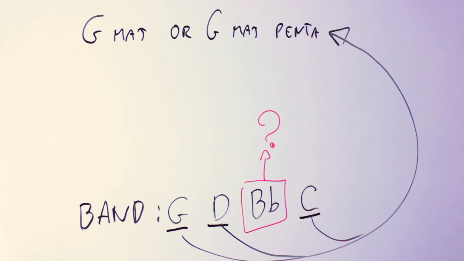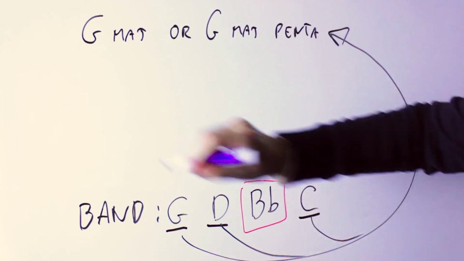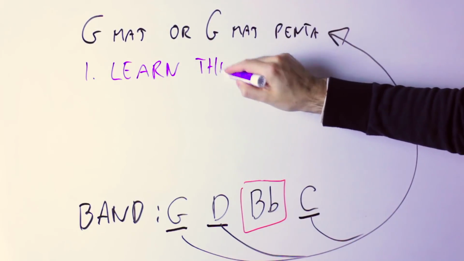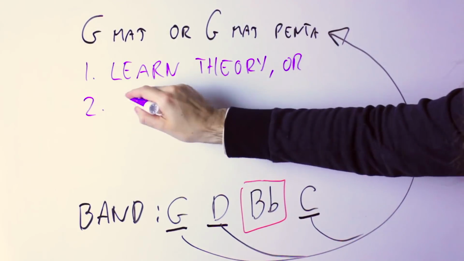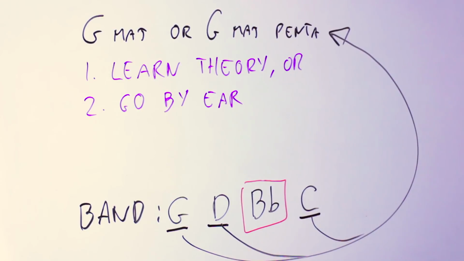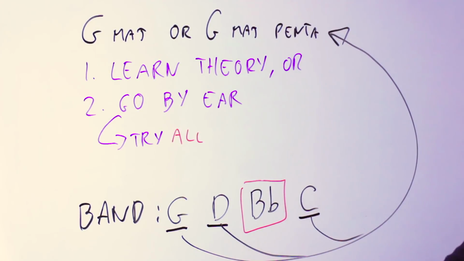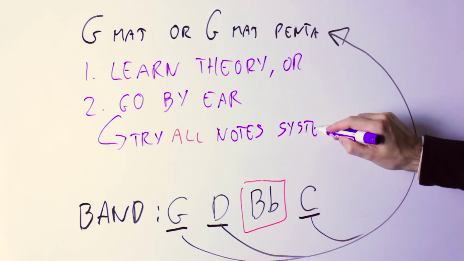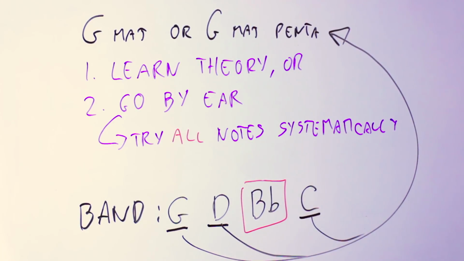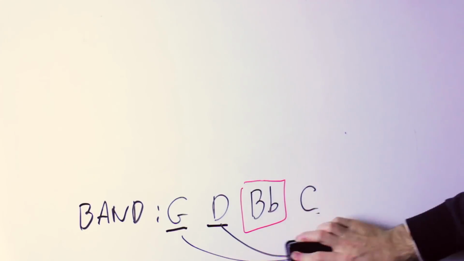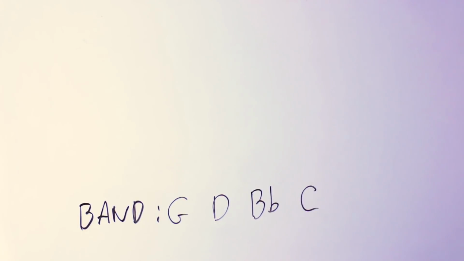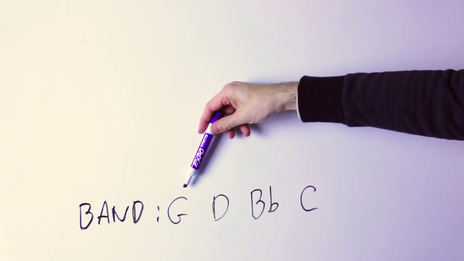So again, you have two options here. Either you learn your chord notes, your modes, etc., and know already by theory what will work on that B flat chord, or you have to go by ear. And to go by ear, again, the easiest way is to try all the notes systematically. So how do we do this? First, we play our chord progression G, D, B flat, C.